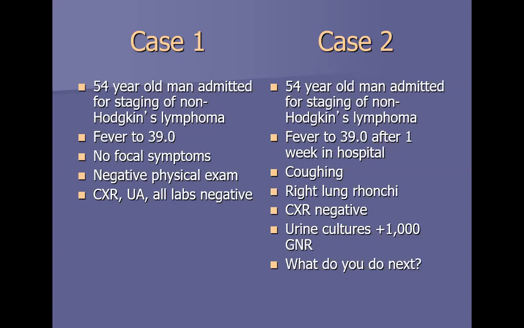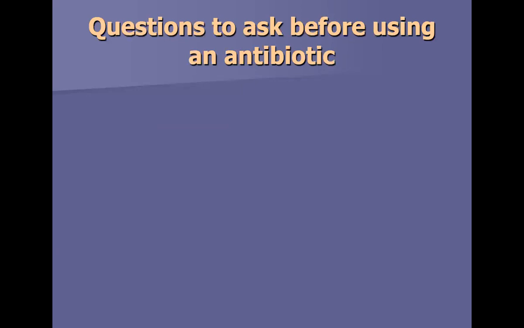But the other one, who's 1 week into the hospitalization, he has symptoms. He's coughing, he has bronchi on exam, even if his chest x-ray is negative. So the question is always, what do you do next? Are both of these infections? Is either one an infection or something else? Remember, he's got lymphoma, so it could be the lymphoma causing fever.